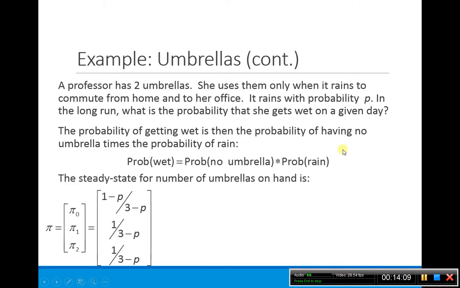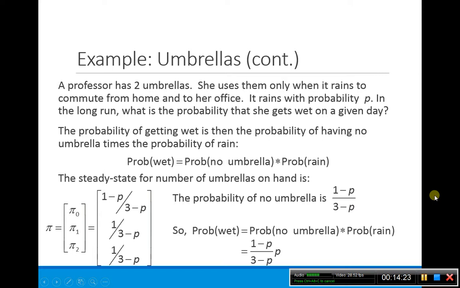of having rain. So what we had for the steady state, we had these values for the steady state. Really, we're only interested in the probability of no umbrellas, which is this first one here. So this is the probability of having no umbrellas. And then we have the probability of rain is just p. So the probability of getting wet is just (1 minus p) over (3 minus p), all times p.